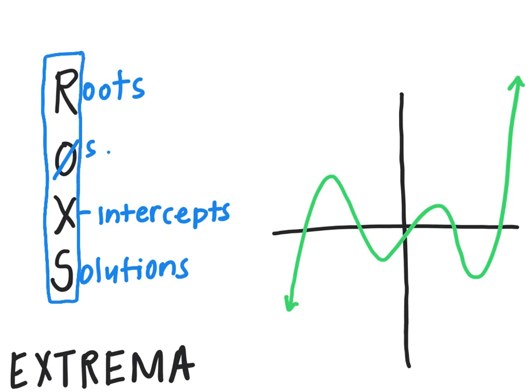So roots, zeros, x-intercepts, and solutions all mean the same thing, and it is anywhere that my graph crosses the x-axis. So if we're looking over here to the right, it crosses once, twice, 3 times, 4 times, 5 times. So this graph has 5 roots.